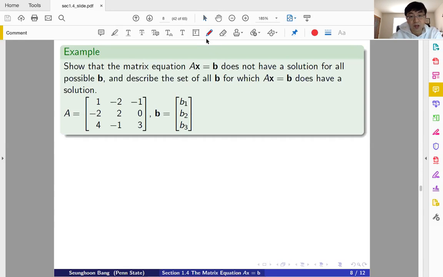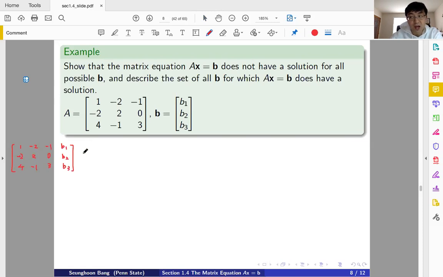First, you can change this to the augmented matrix. The augmented matrix is: you keep matrix A, the rows 1, negative 2, negative 1; negative 2, 2, 0; 4, negative 1, 3, and the vector B is b1, b2, b3. This is the augmented matrix.